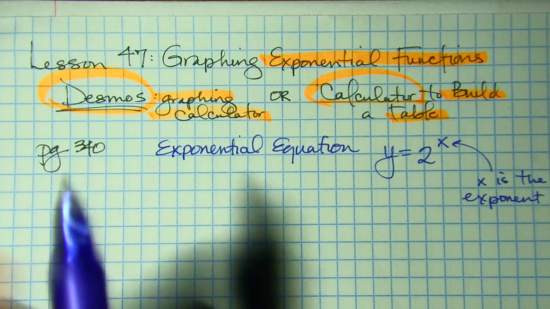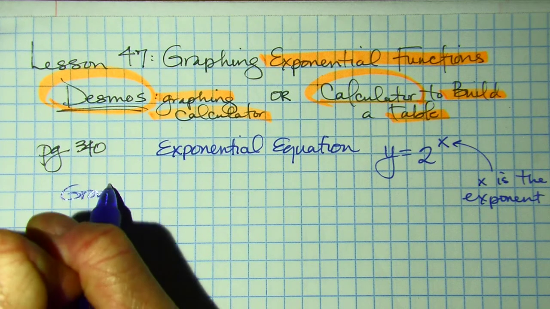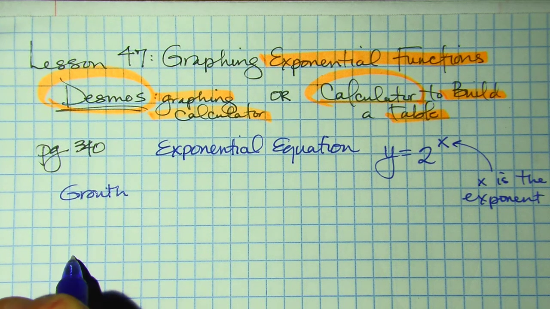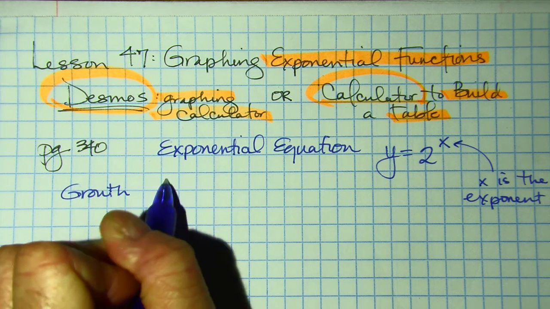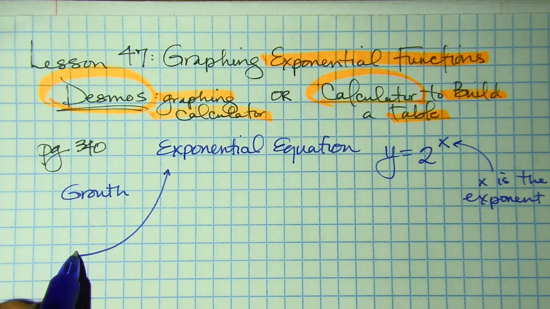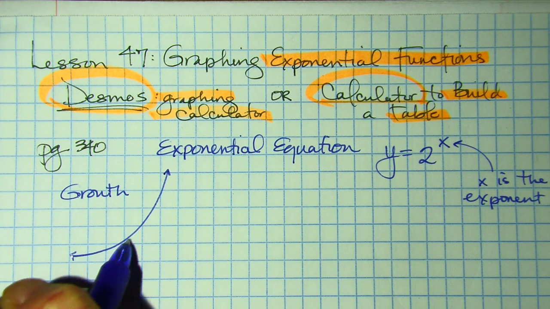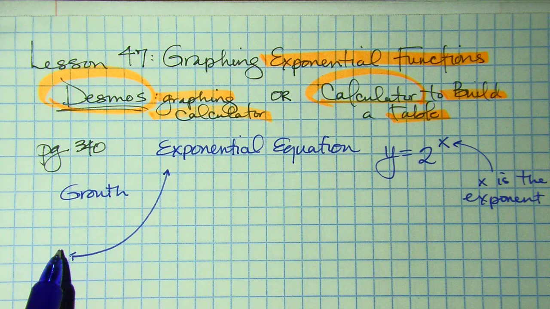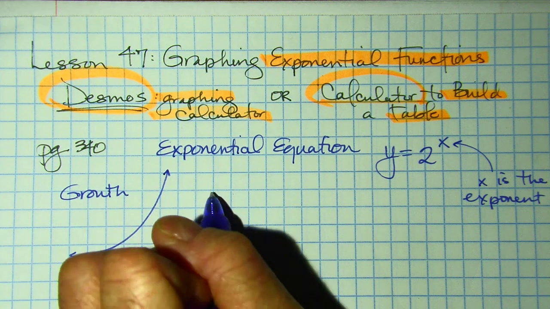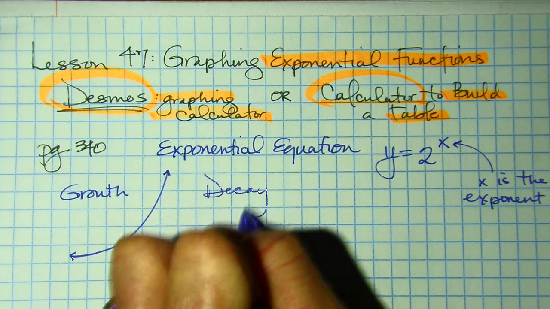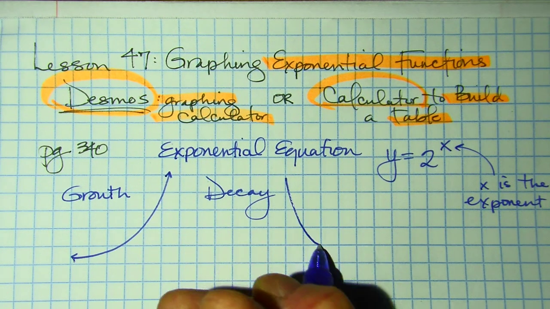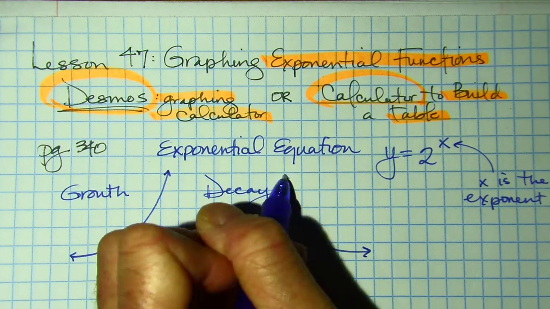There are two kinds: growth, which is a graph that starts out kind of slow and then it just takes off, but notice it grows as you move from left to right. And a decay does the opposite, starts high and moves low.